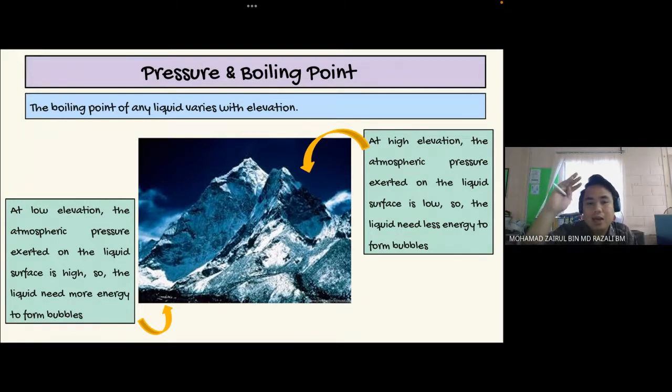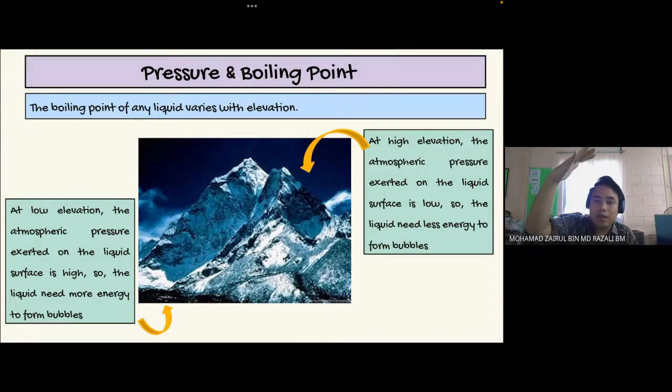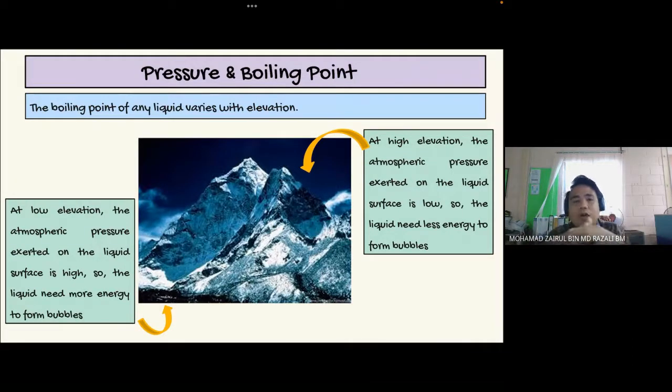Come to the high elevation, for example at the summit. At the summit of Mount Everest, atmospheric pressure is very low. At the top of the hill, atmospheric pressure is very low. So the pressure exerted on the bubble is lower. It means you only need a little pressure in the bubble to maintain it so that it doesn't burst. So you need less energy to convert liquid to gas. So the boiling point is lower.